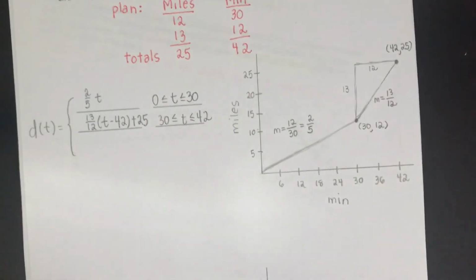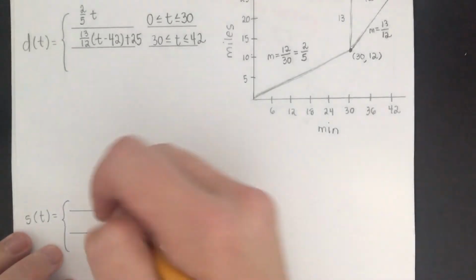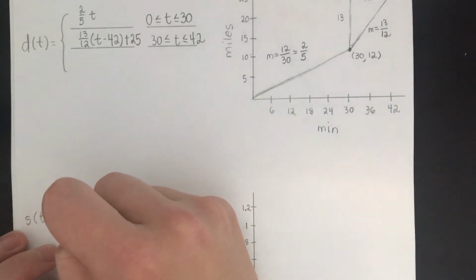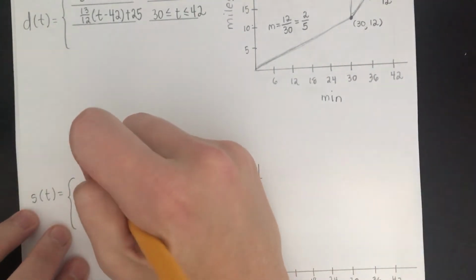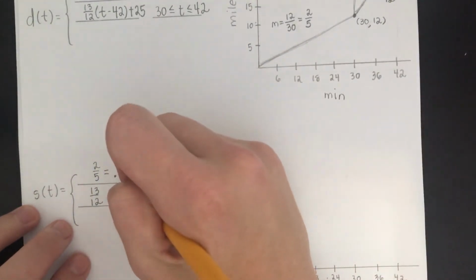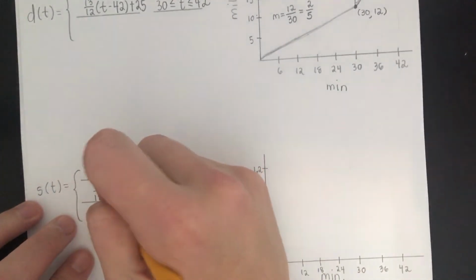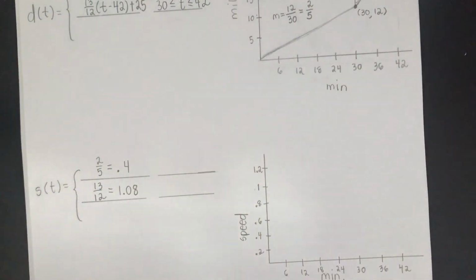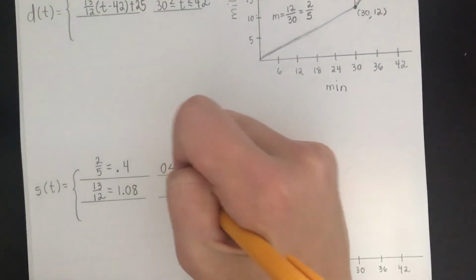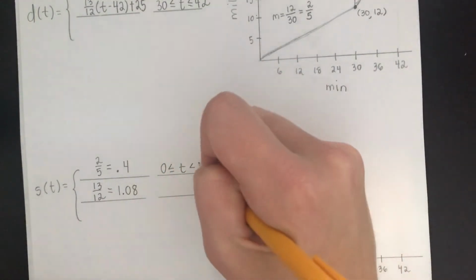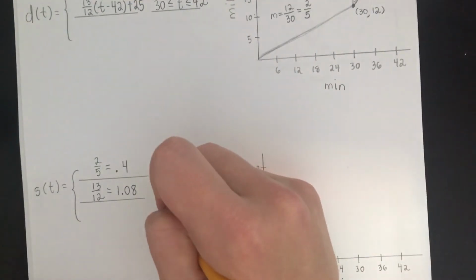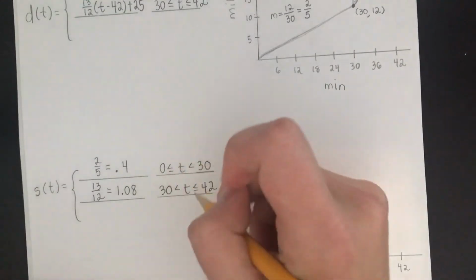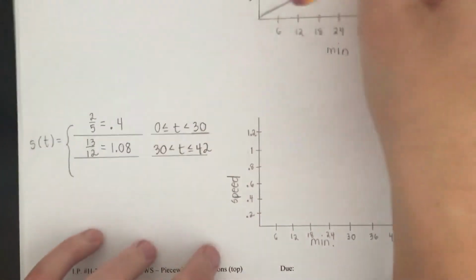And then for our speed graph, our slopes would be 2/5 and 13 over 12. 2/5 would be 0.4, and 13/12 is 1.08. Okay, this goes from 0 to 30, and this goes from 30 to 42. Remember, or equal to only on the endpoints.